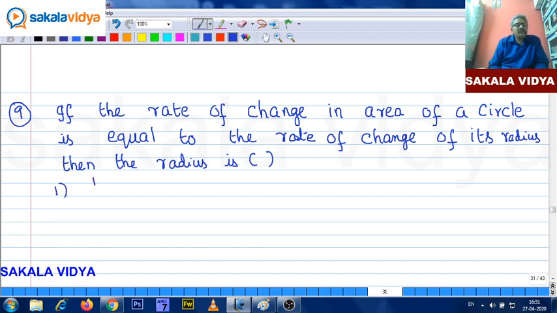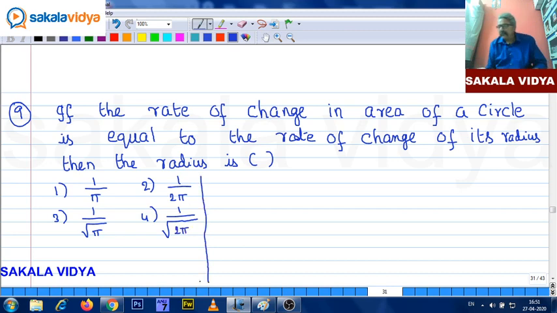So, first option 1 by pi, second option 1 by 2 pi, third option 1 by root pi, fourth option 1 by root of 2 pi. So, this is the question, right? The rate of change in area of a circle is equal to the rate of change in radius, then radius we need to find out.